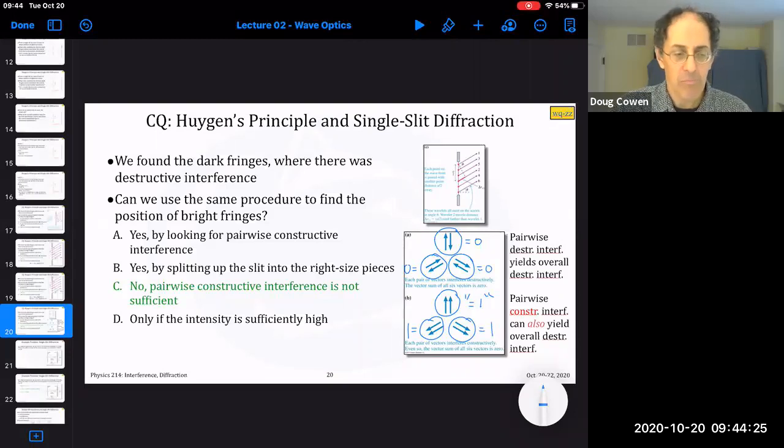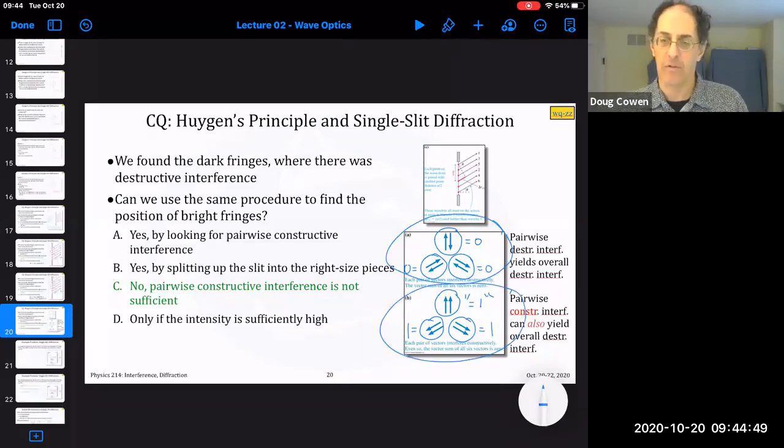So even though pairwise you're getting constructive interference, it could be that the pairs could cancel with one another when they're added up. So while the top case works for giving us destructive interference positions on the screen, the same argument cannot be used to get the bright fringes where there's constructive interference. Because with that second condition, where you ask for constructive interference, you could end up overall with destructive interference when everything is added up together.